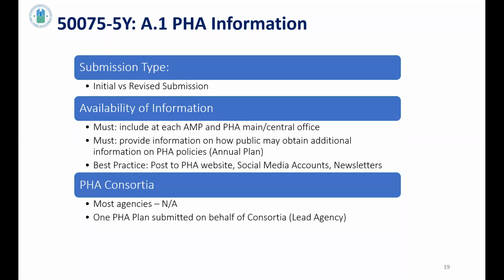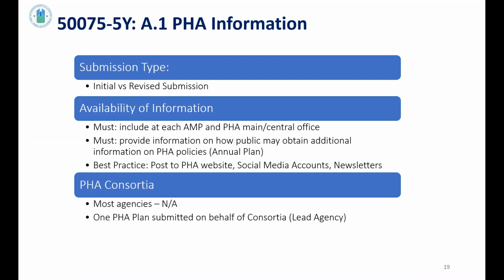This is straightforward. It's the PHA information, the full name, the PHA code, the fiscal year end date, and then whether it's an initial or revised PHA plan submission. There's a box that indicates what type of submission it is. Now, the one key thing to note in this section is the availability of the information.